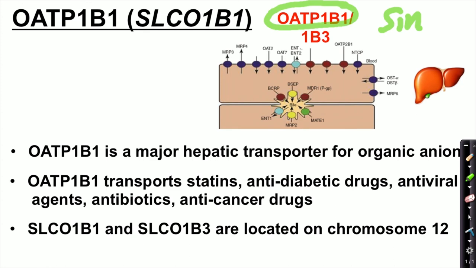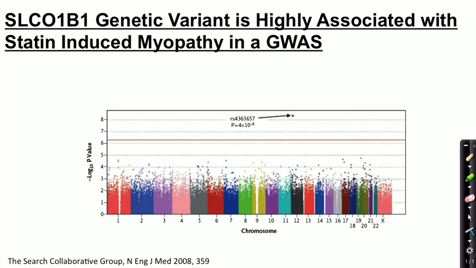Now, the first level of evidence was that it had to be associated, at genome-wide level significance, in a genome-wide association study. So what you're looking at here is a typical Manhattan plot, and I'll just remind you of the essentials of a Manhattan plot. What is plotted is the minus log p-value of significance of maybe 500,000 SNPs and how significant they were in patients with statin-induced myopathy, and in this case it was simvastatin. This paper was published in 2008, so it was among the earlier genome-wide association studies.